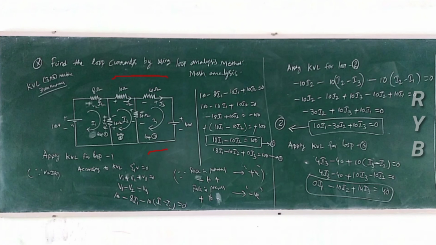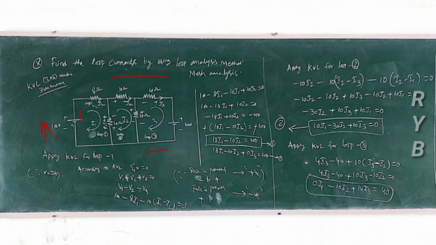A circuit consisting of a 100-volt source, another one of 40 volts, and 5 resistances. Totally we found three loops. In loop 1, current I1 is flowing, in loop 2, current I2 is flowing, and in loop 3, current I3 is flowing. Now apply the KVL. While applying KVL, according to the assumed current direction, we give the polarity. The current enters at the negative side and leaves at the positive side of the 100 volt source.